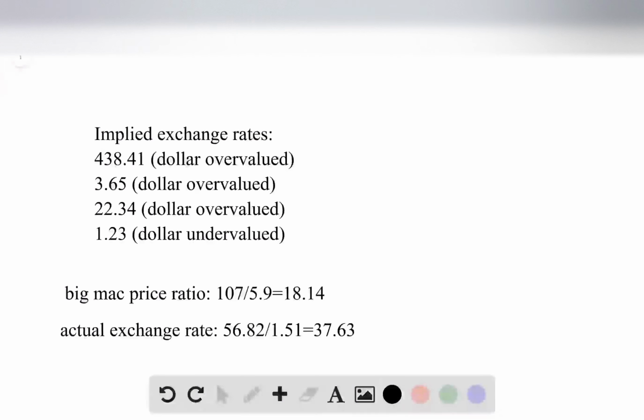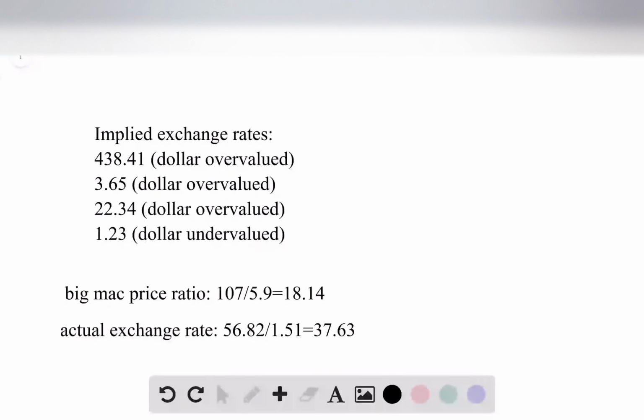These are our implied exchange rates for Chile, Israel, Russia, and New Zealand, respectively. And then we compare that with the actual exchange rate. And we see in the first three cases, the actual exchange rate is greater than the implied exchange rate. So in those three cases, the dollar is overvalued. In the final case, we see that the implied exchange rate is less than the actual exchange rate. And in that case, the dollar is undervalued.